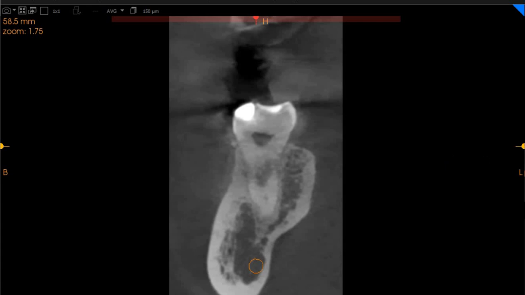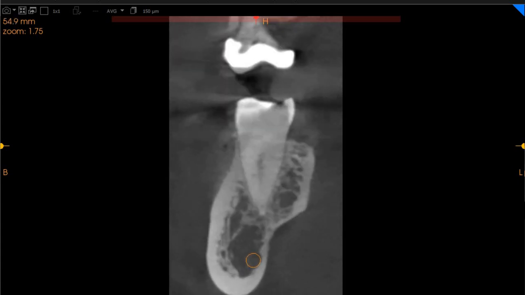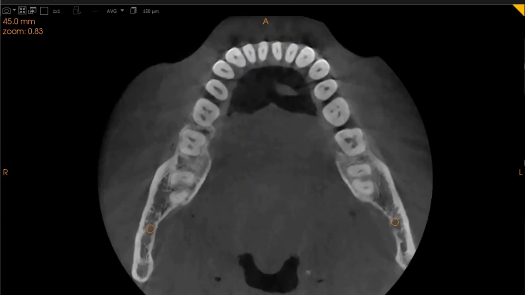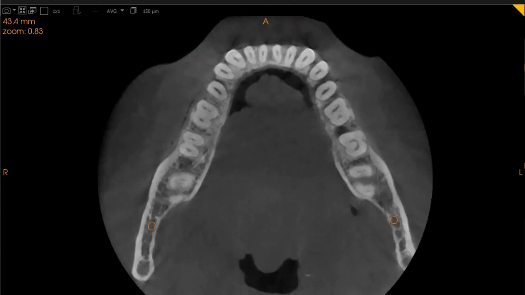This is the lower right second molar. This lower right second molar has fused roots at the apex, which is visible, and we can see no periapical radiolucencies or cracks here. Now moving to the axial view, which is basically the top to bottom view.